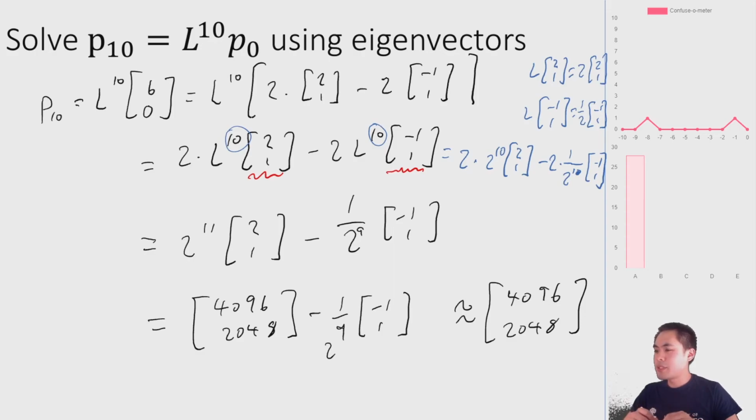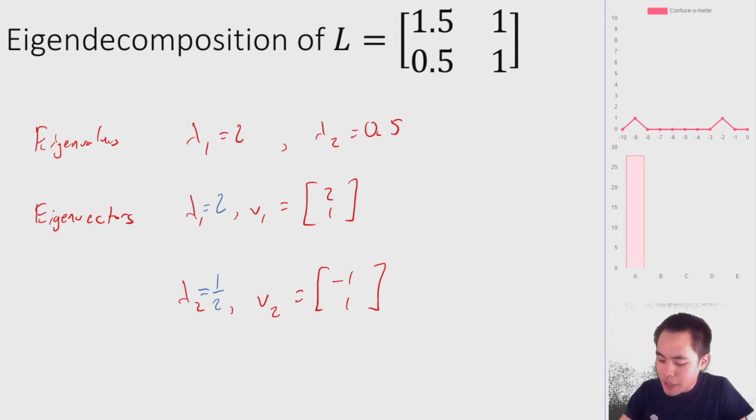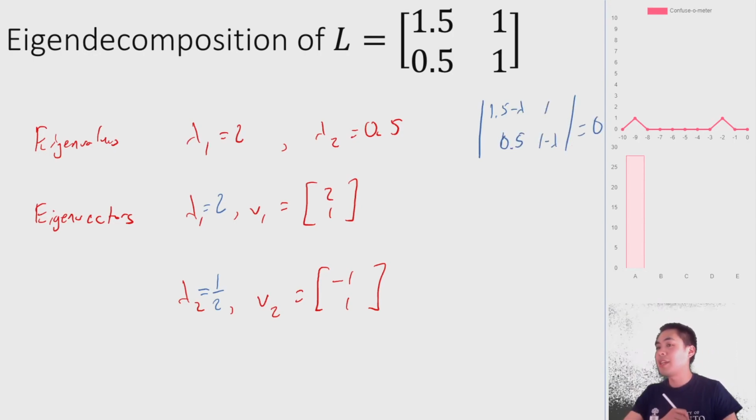Did that make a little bit more sense? How did you get the 1/2 again? The 1/2 is because when we computed the eigenvalues, the eigenvalue lambda 2 is equal to 1/2. So when we computed the eigenvalues for this eigendecomposition, you had 2 and 1/2. And of course, to solve that, you take the determinant of 1.5 minus lambda, 0.5, 1 minus lambda, and you set that equal to 0 to get the two eigenvalues.